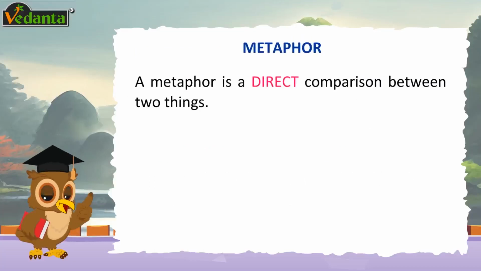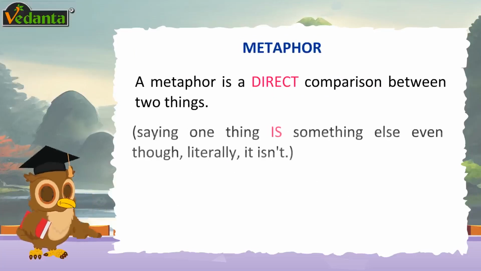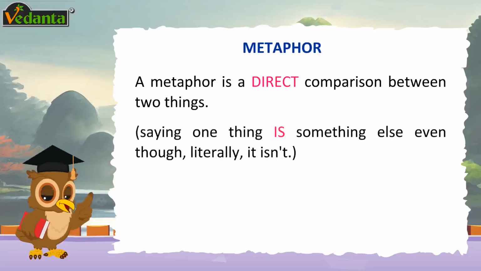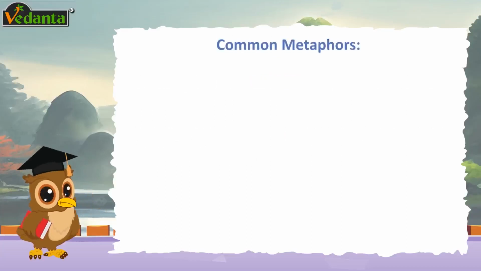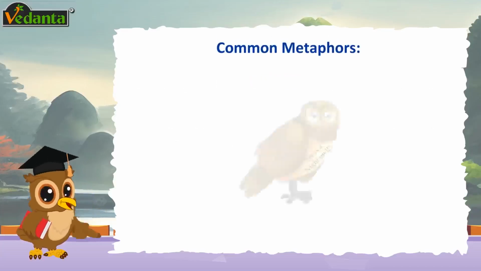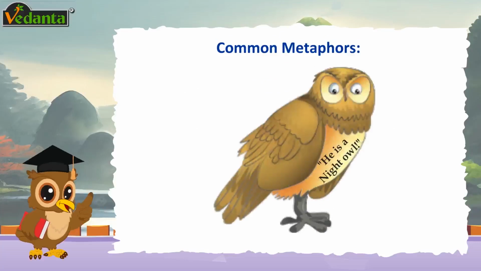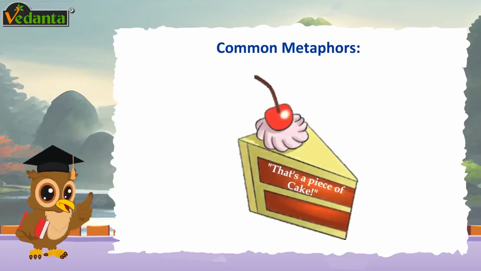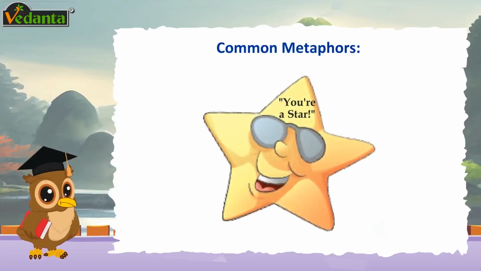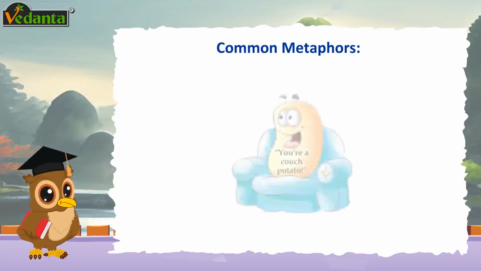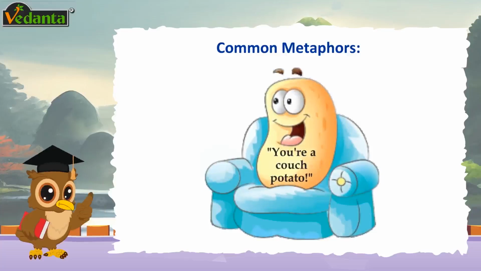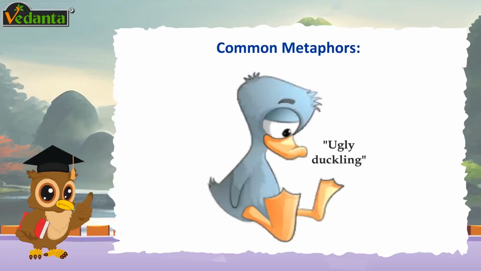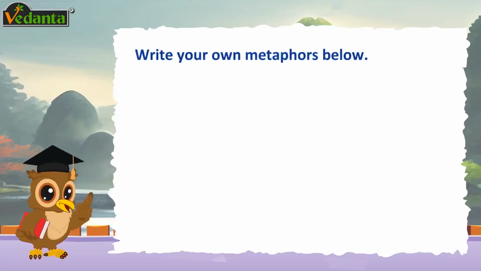Metaphor. A metaphor is a direct comparison between two things, saying one thing is something else even though literally it isn't. Common metaphors. He is a night owl. You are the apple of my eye. That's a piece of cake. You are a star. You are a couch potato. Ugly duckling. Write your own metaphors below.